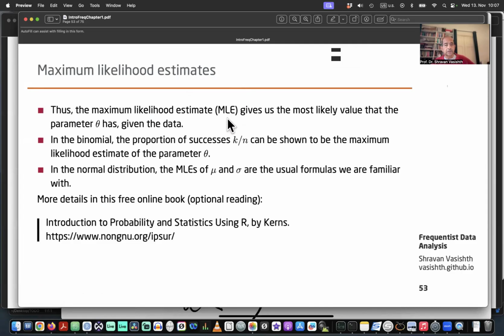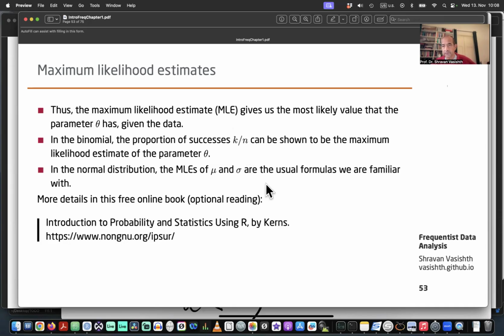So as I explained, the maximum likelihood estimate gives us the most likely value that the parameter has given the data that we have observed. So in the binomial, the way we compute this maximum likelihood estimate is by computing the proportion of successes. And this can be proven to be a maximum likelihood estimate. That means whenever you have some data with k successes in n trials, if you compute this proportion k over n, that number is guaranteed to be the point on the x-axis such that the likelihood function is at a maximum point at that particular value.